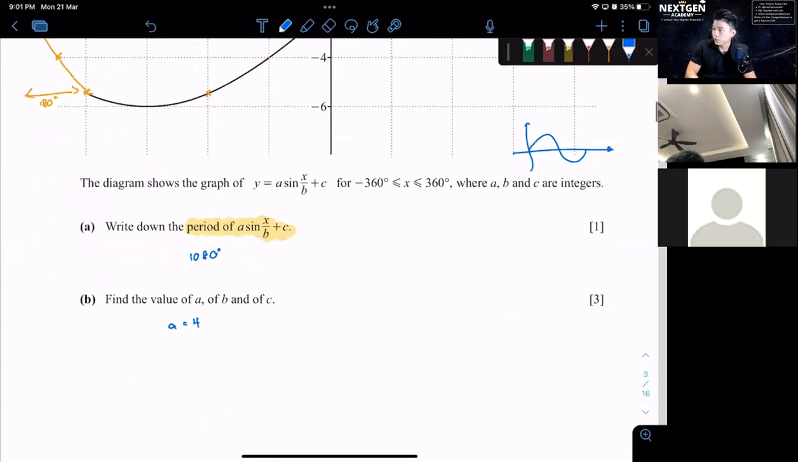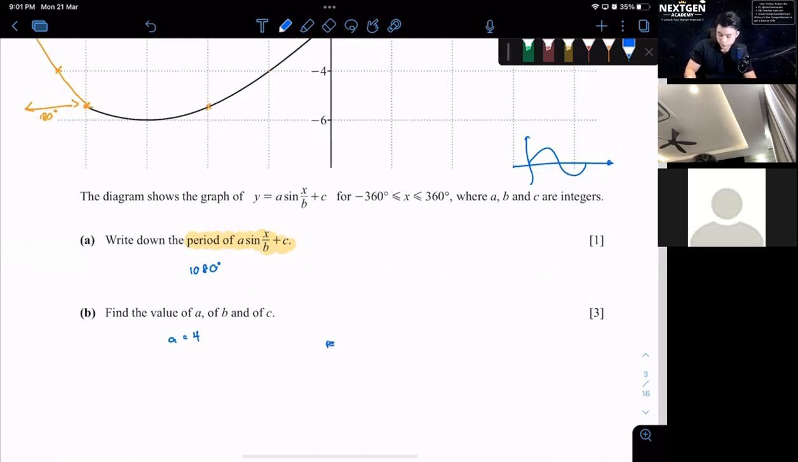B, how do we find B? B will be your period. The formula is period equals 360 degrees over B. Period we know is 1080, so 1080 equals 360 over B. Therefore, B is equal to 3.